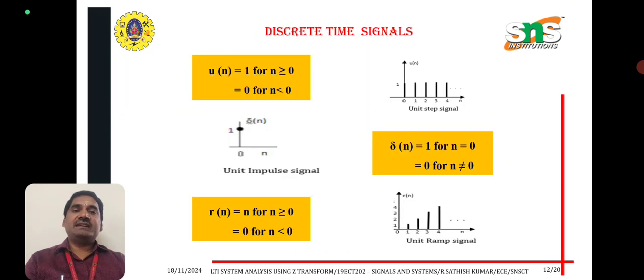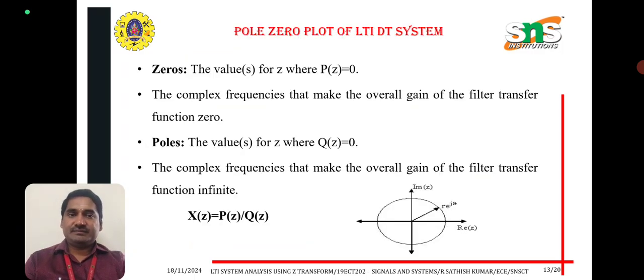These are the basic discrete time signals. U of n is equal to 1 for n greater than or equal to 0, 0 for n less than 0. Delta of n, the unit sample response, is equal to 1 for n equal to 0, 0 for n not equal to 0. Unit ramp signal can be defined as r of n is equal to n for n greater than or equal to 0, 0 for n less than 0. This is the graphical representation of discrete time signals.